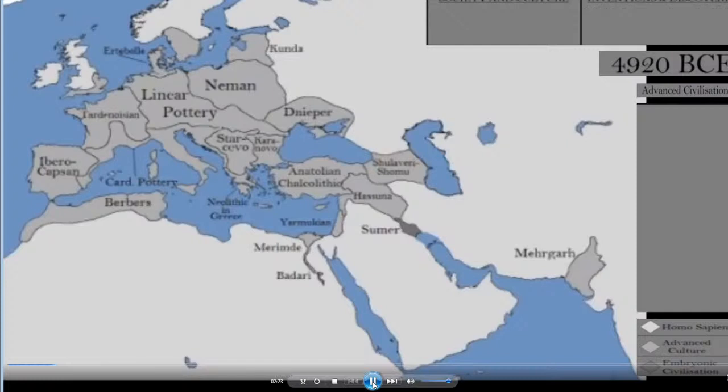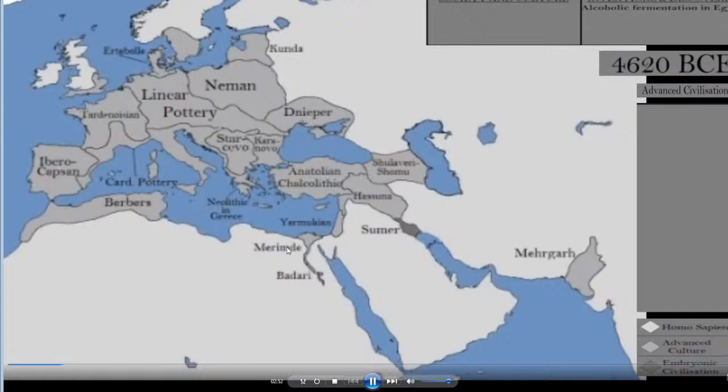We have card, pottery, Neolithic in Greece. We have all these civilizations I've never heard of in Europe except for Ibero. I know what Ibero is, a peninsula, right? The Iberian Peninsula. But all these names probably come from the researchers rather than... I mean, this is a good name, I understand that. But these other ones, linear pottery, I don't get it. It's this whole area. So linear pottery went across this whole area.